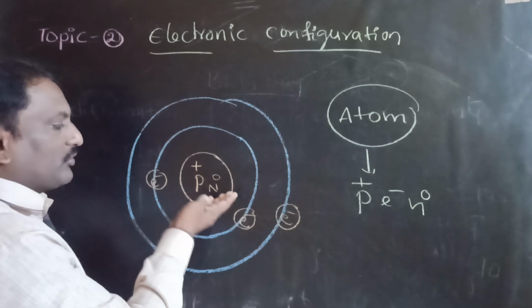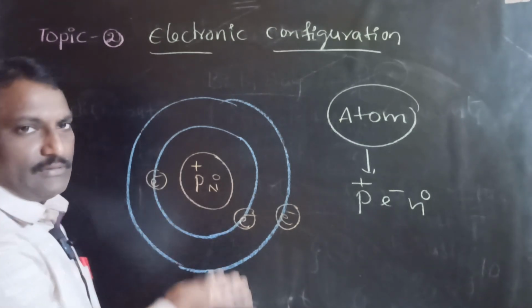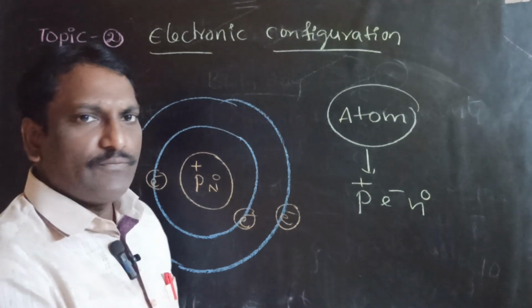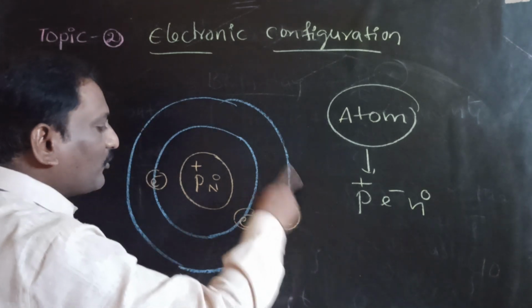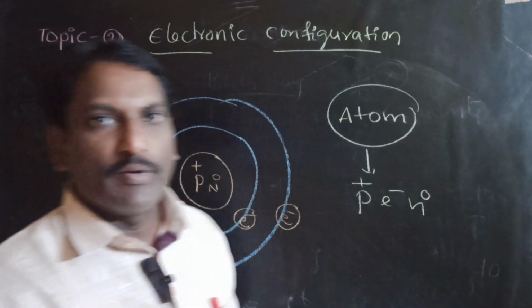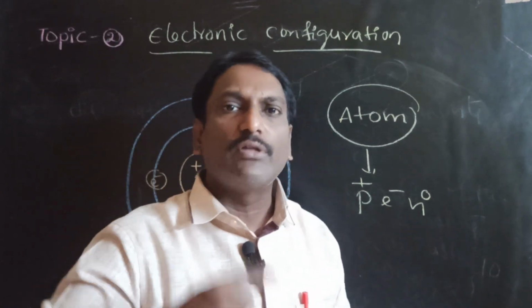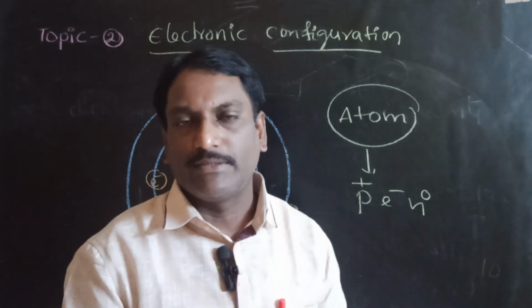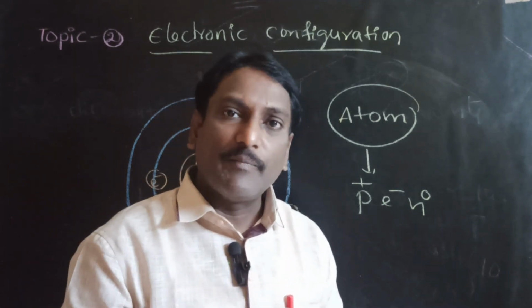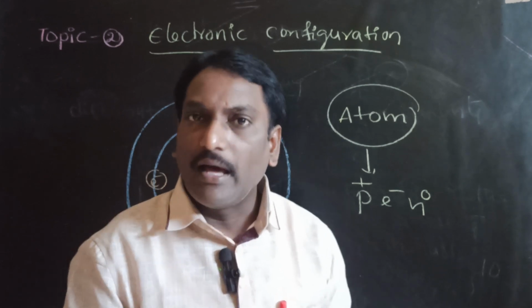So if you want to know the location of protons and neutrons, it is very easy, because they are located in the nucleus. And what about the location of electrons? Electrons are revolving around the nucleus in a fixed circular path. These are called shells or orbits. Infinite number of orbits are there around the nucleus in an atom.